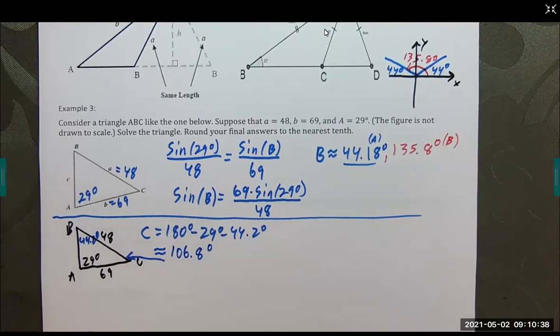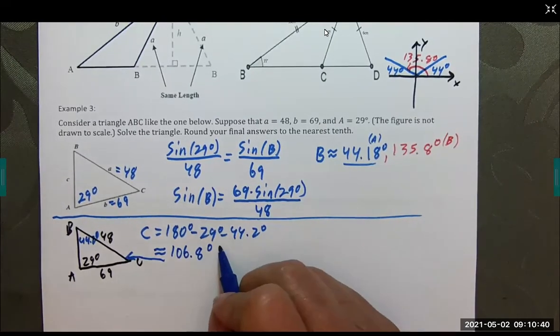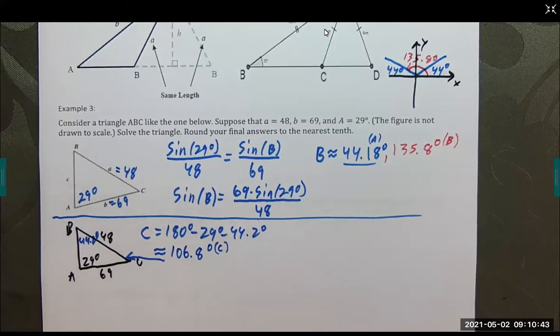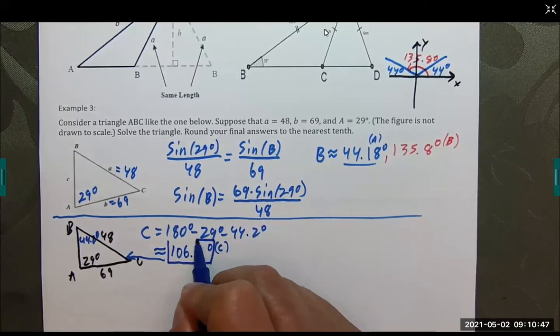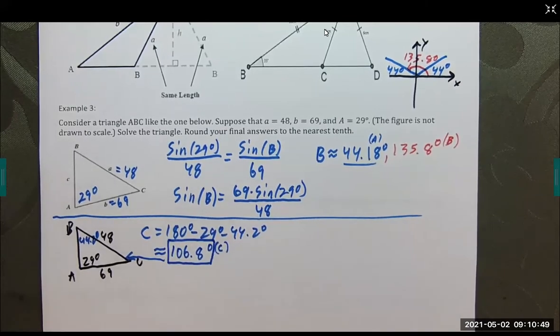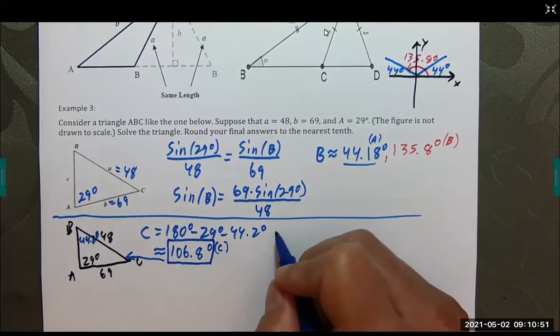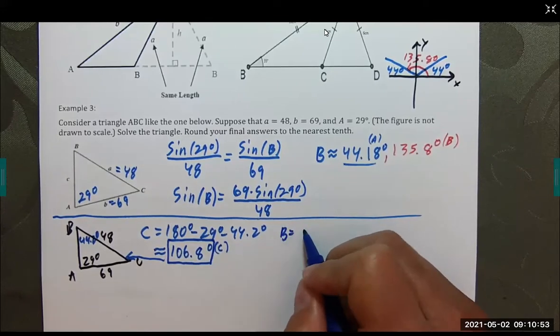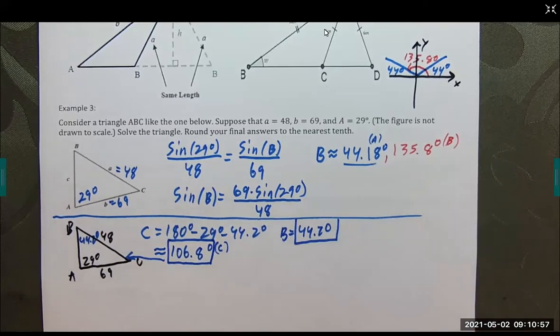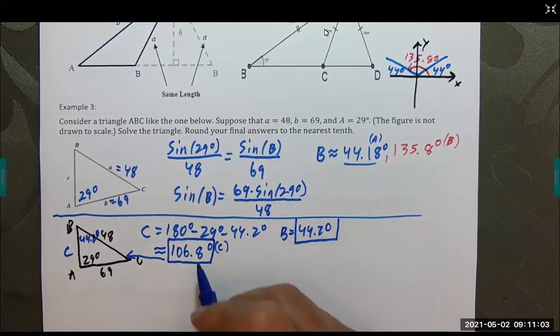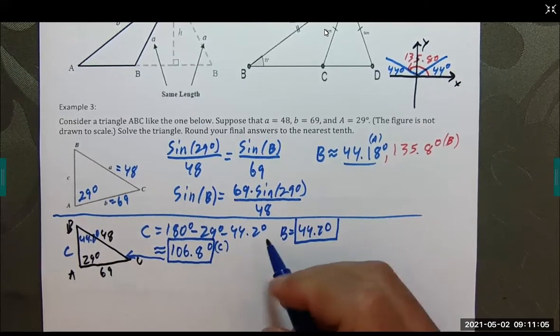That's right there. All right. So we have solved part of this triangle. We know that angle B, in this case, is 44.2 degrees. The only thing that's missing now is side C. That's no problem. Now that I have angle C, we don't have an issue.